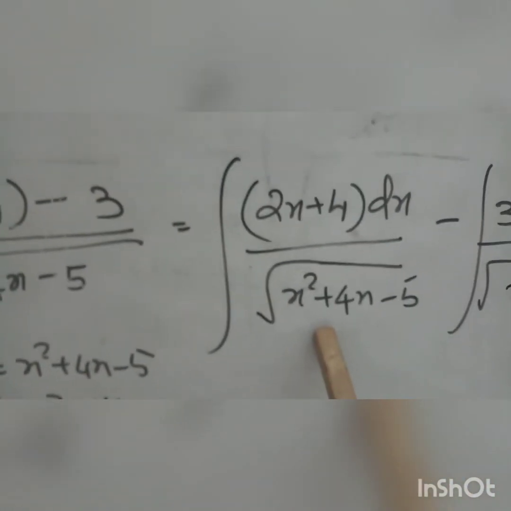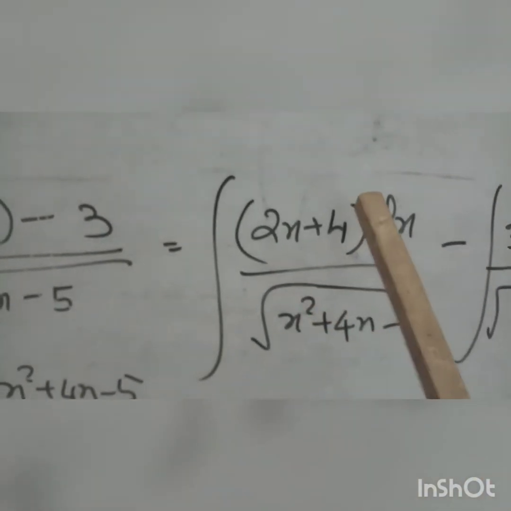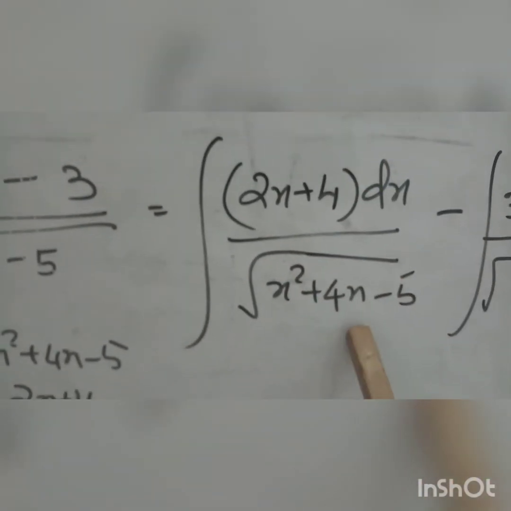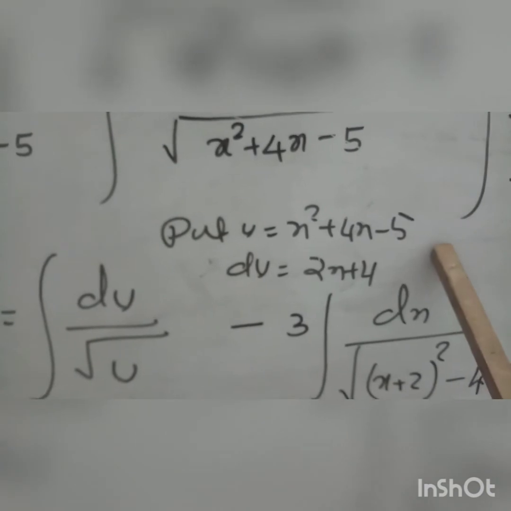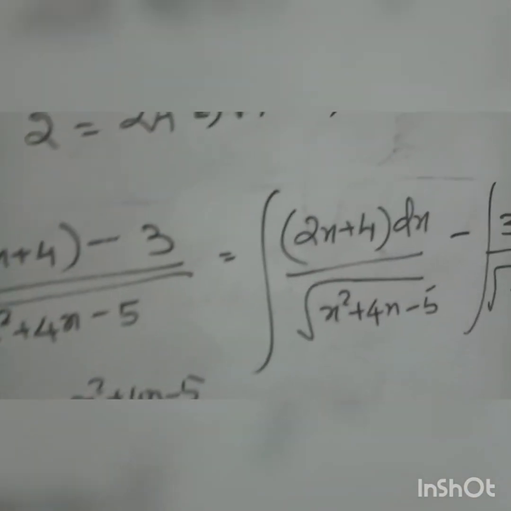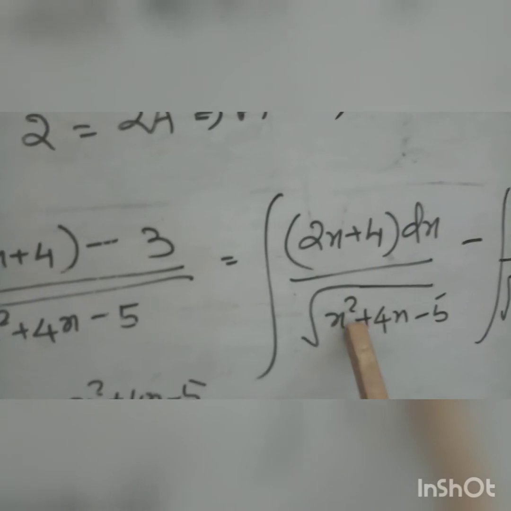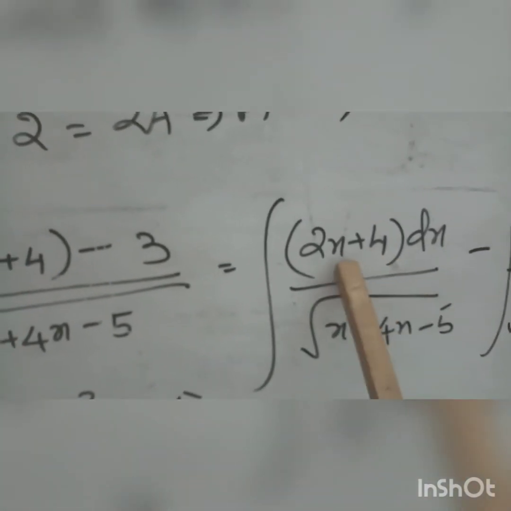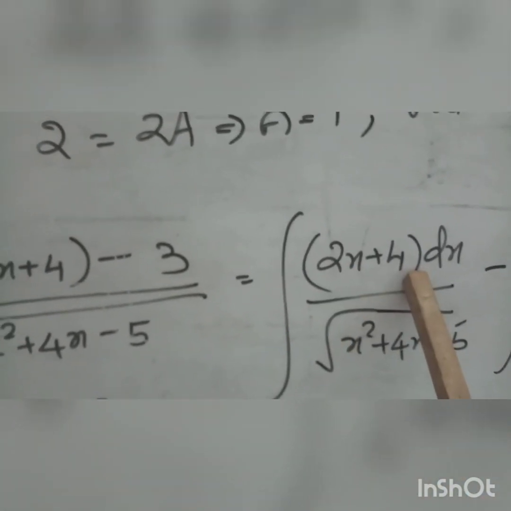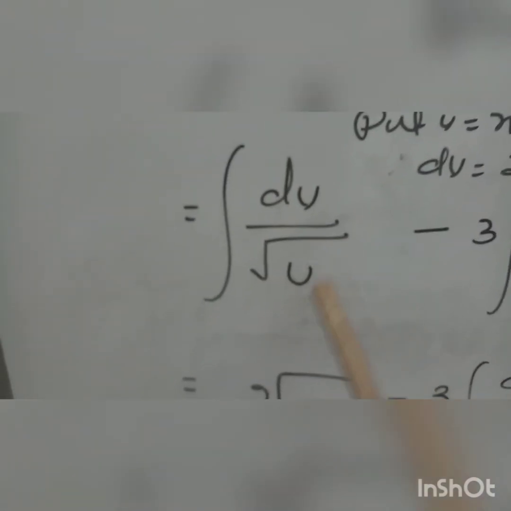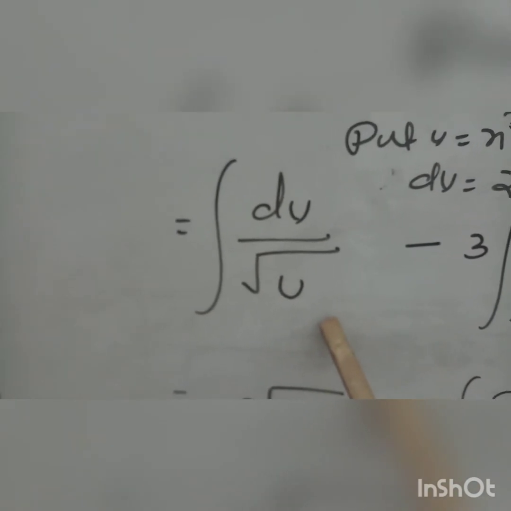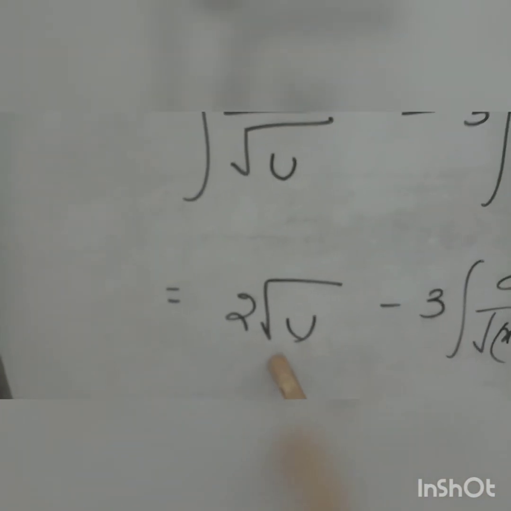Here the first part is very important. In our previous problem, the numerator is du and the denominator is u, the du by u form. But here it is the du by root u form, where u is equal to x² + 4x − 5 and du is equal to the numerator (2x + 4). So here x² + 4x − 5 is u and its derivative 2x + 4 lies in the numerator. So the first part becomes the integral du divided by root u. You know what is the integral of du by root u? It is 2 root u. So here the answer is 2 root u.